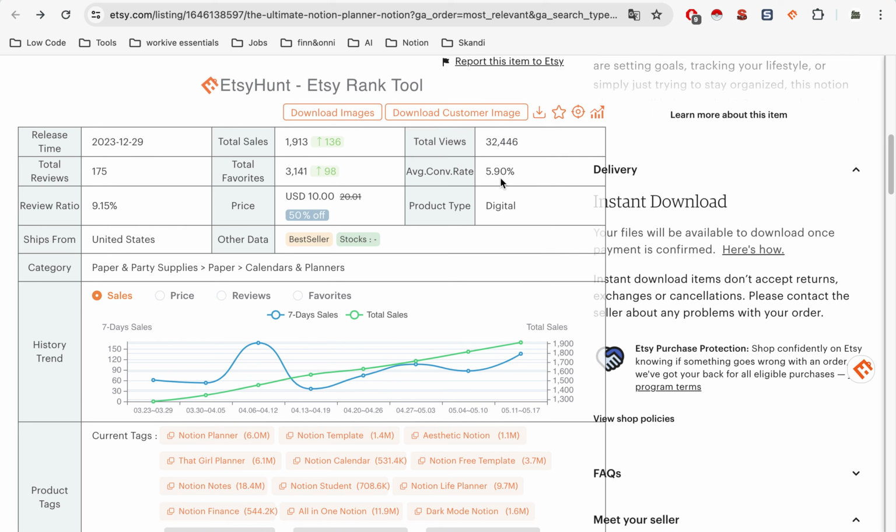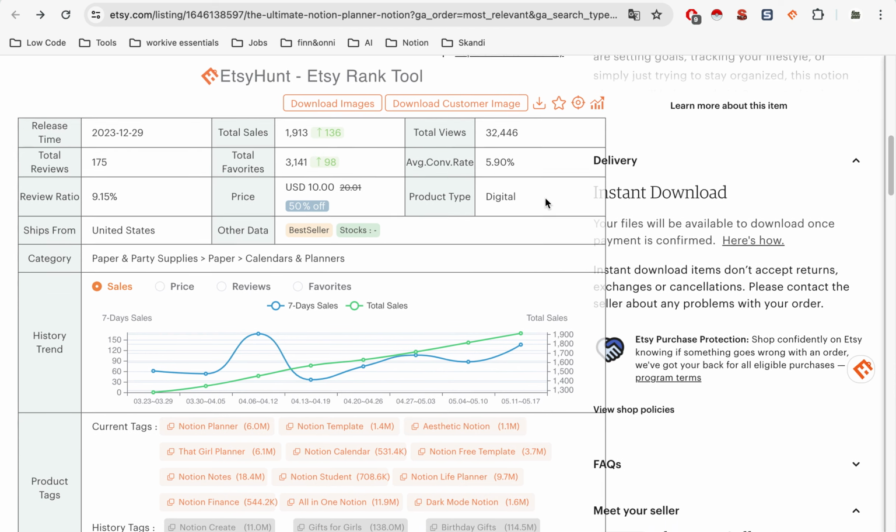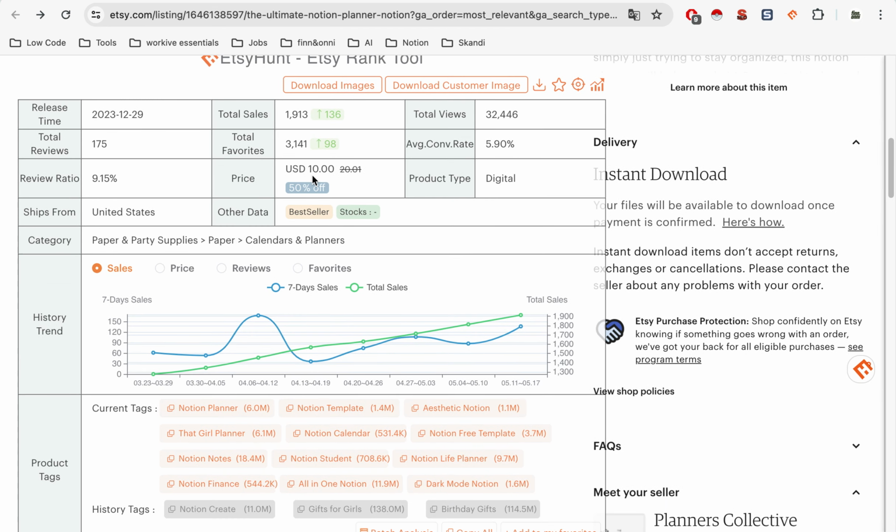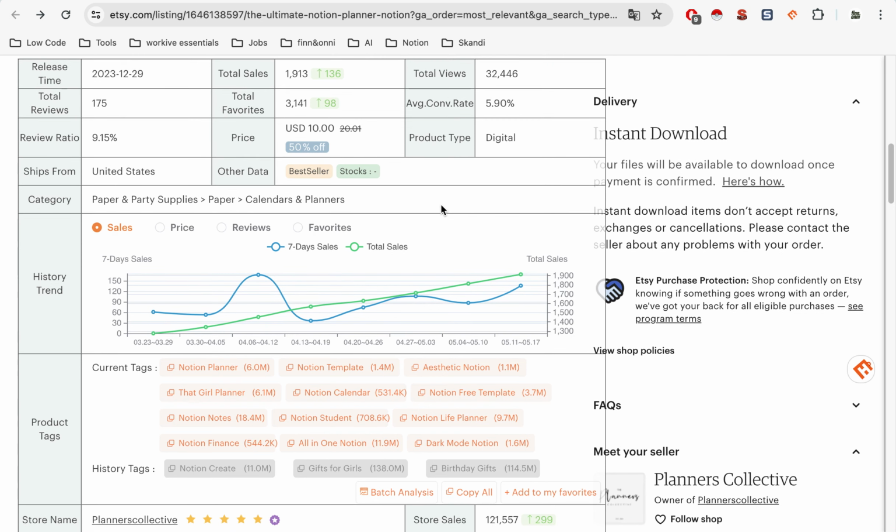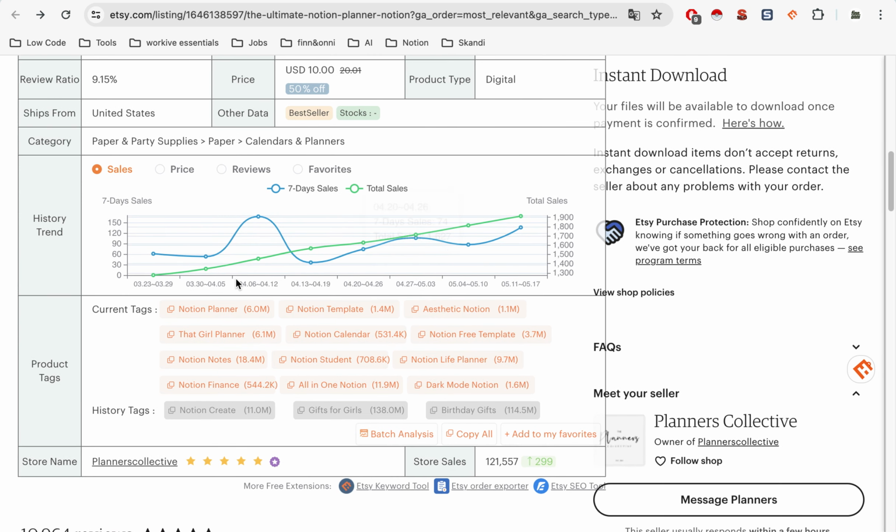We also get an average conversion rate, which is also really interesting to know about. And you can also see that right now the price is off. And you can also see the development of the metrics during the past year or so.